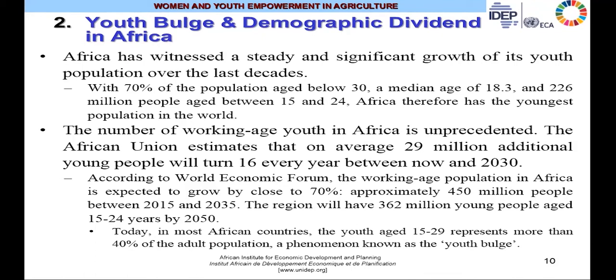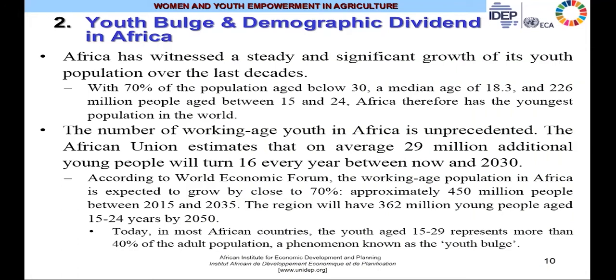The number of working age youth in Africa is unprecedented. The African Union, for example, estimates that on average, 29 million additional young people in Africa will turn 16 every year between now and the year 2030. And according to the World Economic Forum, the working age population in Africa is expected to grow by close to 70%, approximately 450 million people between the year 2015 and 2035.